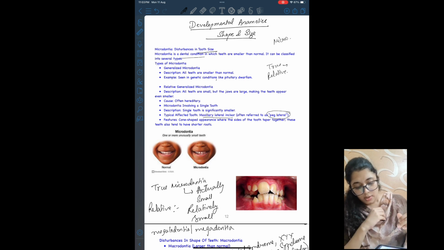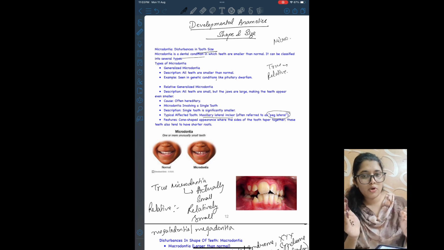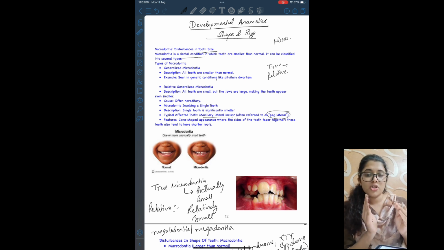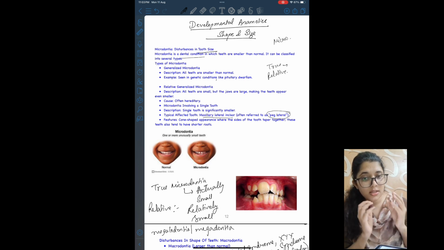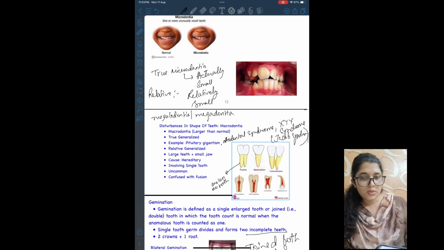So microdontia can be true microdontia, in which the teeth are actually small, and relative microdontia, in which, because the jaw size is bigger, the teeth appear smaller. Most commonly seen are the peg laterals, where the maxillary lateral incisors are usually the ones showing microdontia.